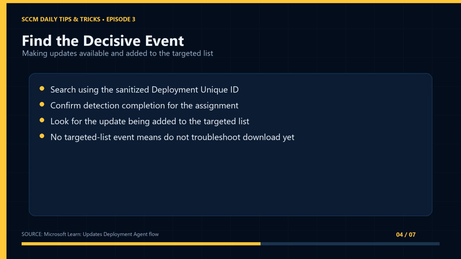Open UpdatesDeployment.log at the same timestamp and correlate the sanitized deployment unique ID. A healthy evaluation receives the assignment, starts detection, receives detection completion, records that it is making updates available, and adds actionable updates to the targeted list. If the expected update never enters that list, Content Transfer Manager and BITS are not the current problem because no download should start. The failure is still in assignment policy, schedule, or applicability.